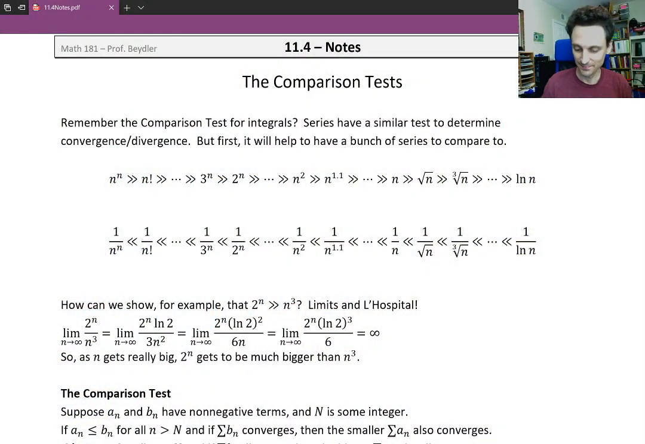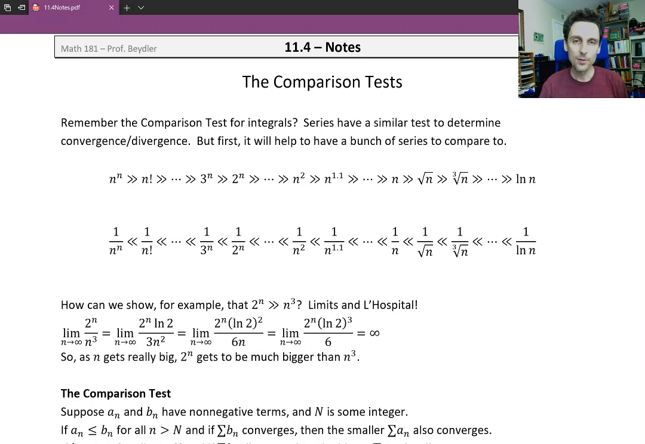In this video, we're going to learn the comparison tests for series. Let's check it out. So you remember the comparison test for integrals? That was back in 7.8 when we were learning about improper integrals and whether or not they converge or diverge. Well, it turns out that series have a similar test to determine convergence and divergence.